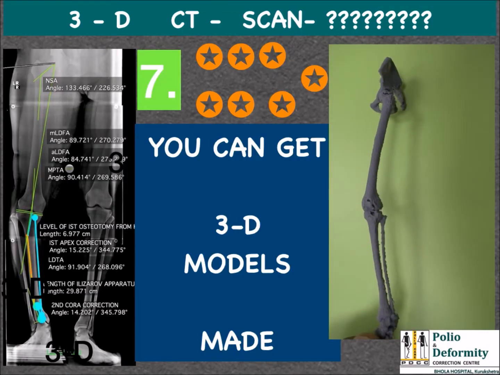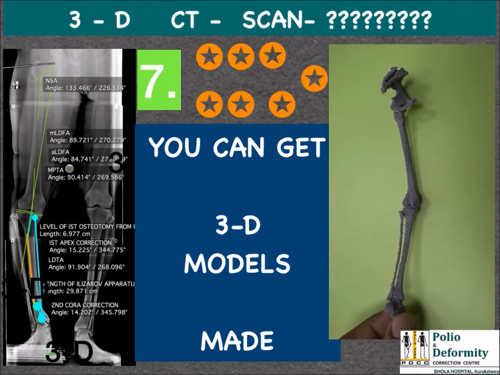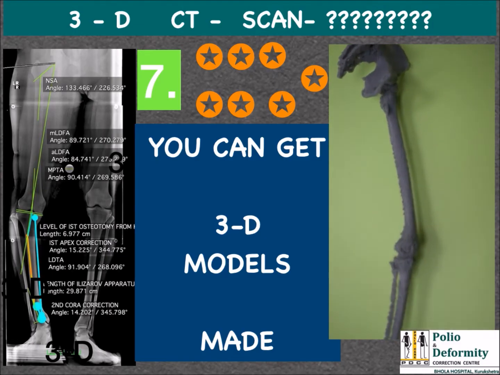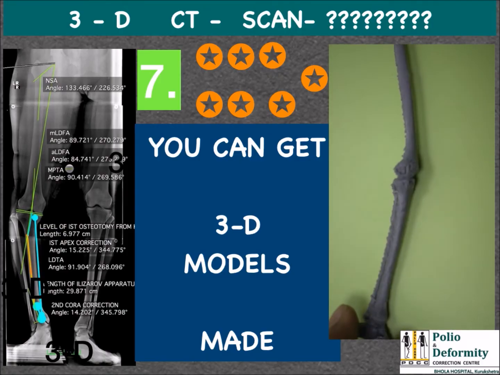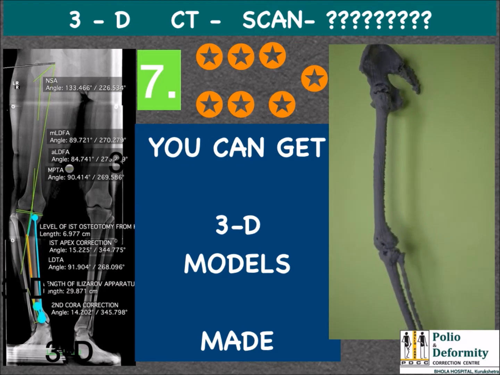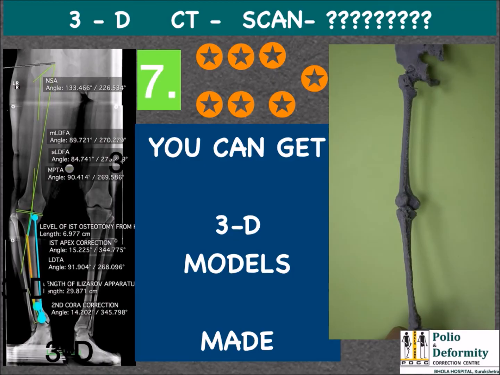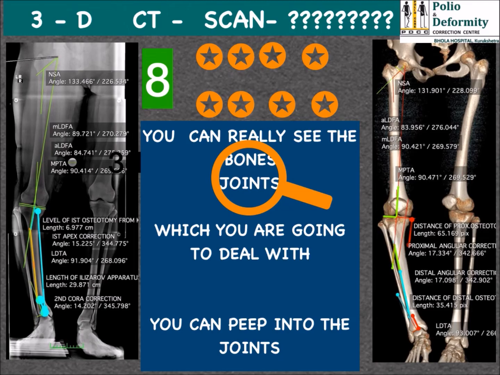These 3D CT scans can be used to get 3D models made so that you can exactly look at the type of deformities and have a better understanding of the bones and deformities and the joints you are going to deal with. The eighth advantage is you can really see the bones, really see the joints which you are going to deal with. You can peep into these joints.